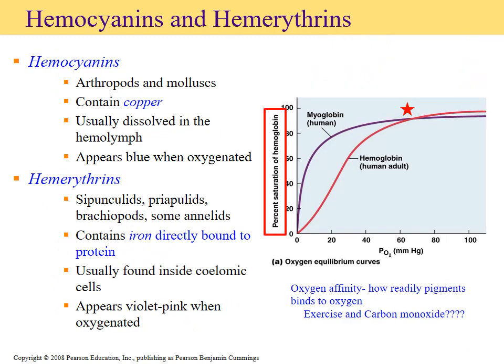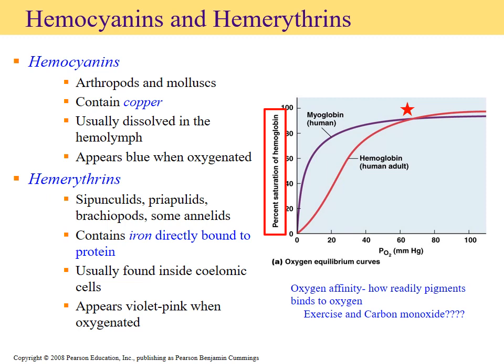Hemocyanins are what we come across in arthropods and mollusks. They will go ahead and utilize copper instead of iron. A lot of research has shown that they have independent evolution amongst the group that use hemocyanins. We also see that it will tend to dissolve in the hemolymph, and instead of appearing red, it will give more of a blue coloration when it interacts with the hemolymph.